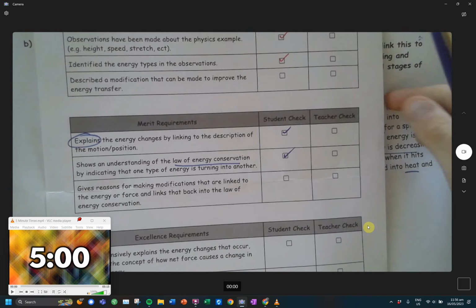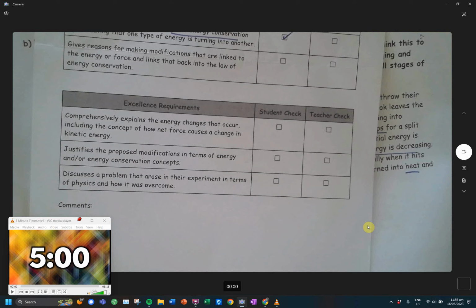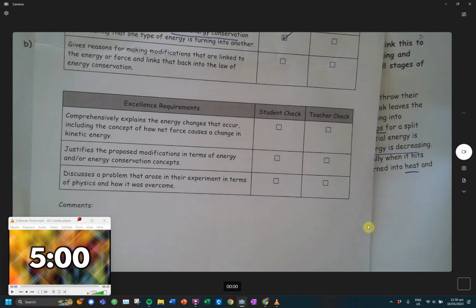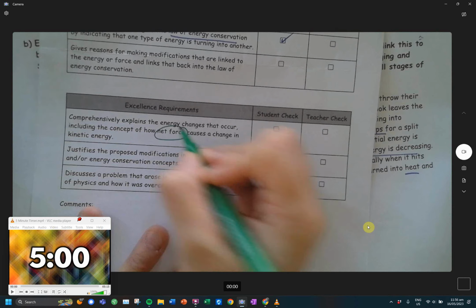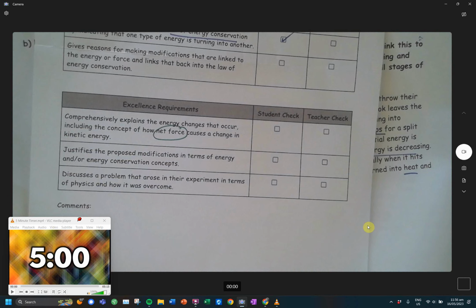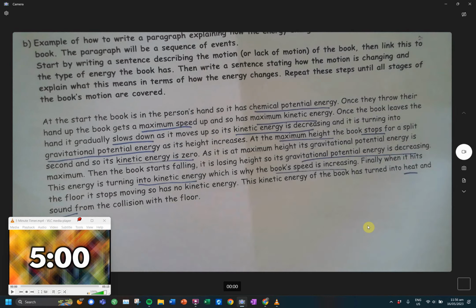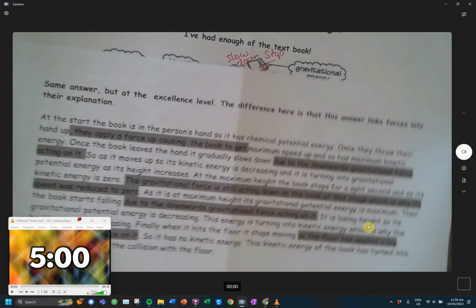Cool. All right. Then when we're thinking about the excellence one, we're looking for a more comprehensive understanding, so it just means a little bit more in depth. The main thing that changes between the merit level answer and the excellence level answer is that you're including an understanding of net force. So you're showing how the forces affect the energy that is available. So let's have a look at the excellence level section.